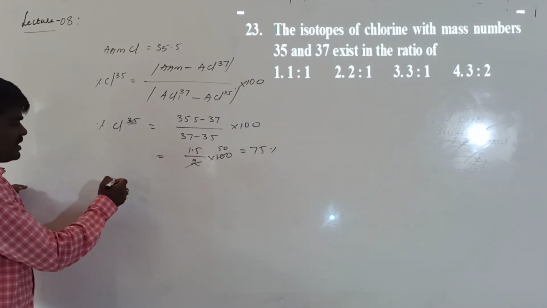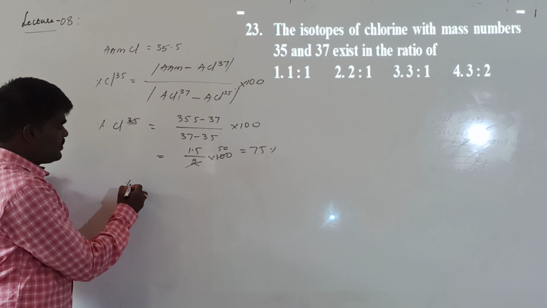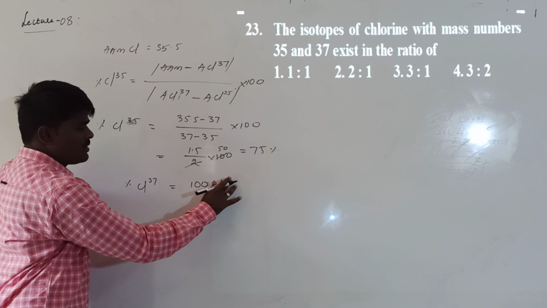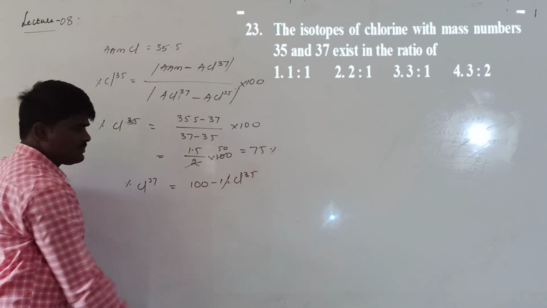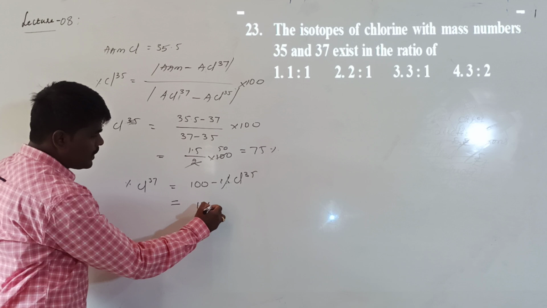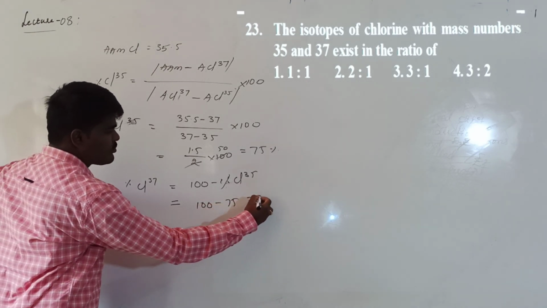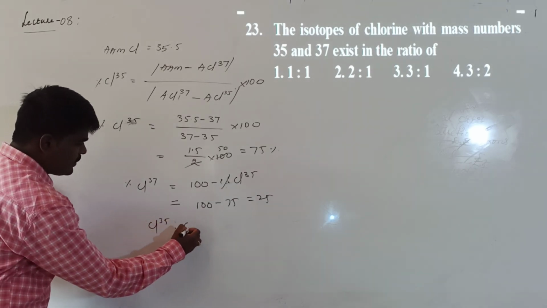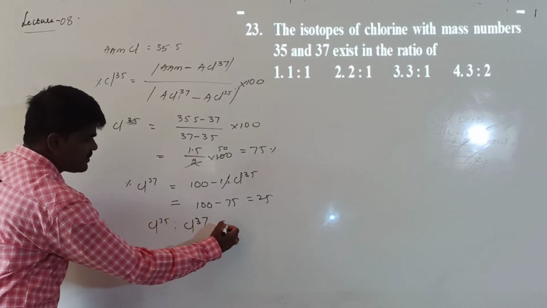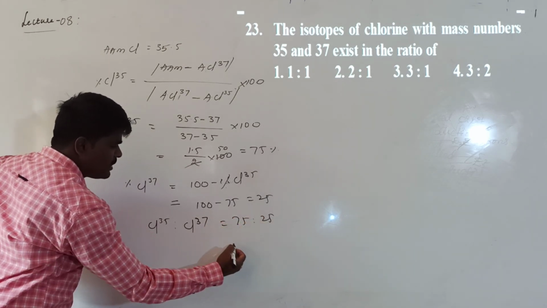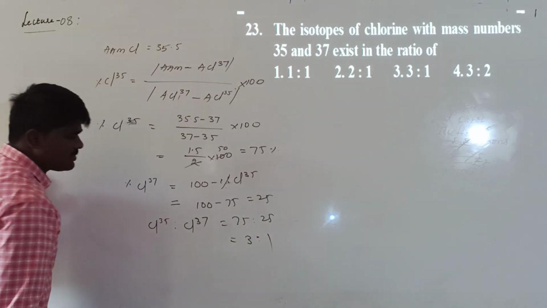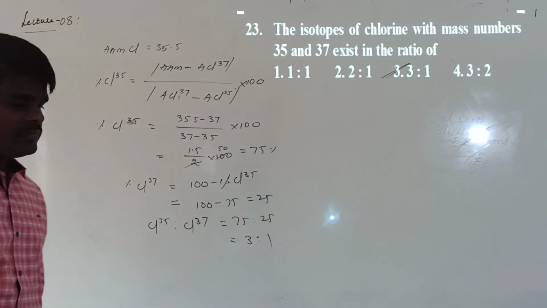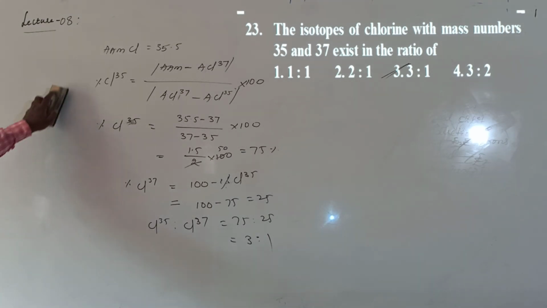If the percentage of Cl35 is 75%, what will be the percentage of Cl37? It will be 100 minus the percentage of chlorine 35, which is 100 minus 75, which comes to 25. So what is the ratio of this? Chlorine 35 to chlorine 37 is 75 to 25. The simplest ratio will be 3:1. So what will be the answer? 3:1. The answer for this question is 3:1 ratio.